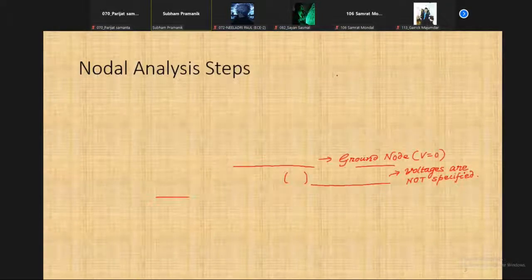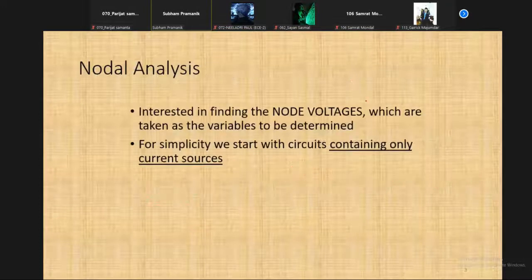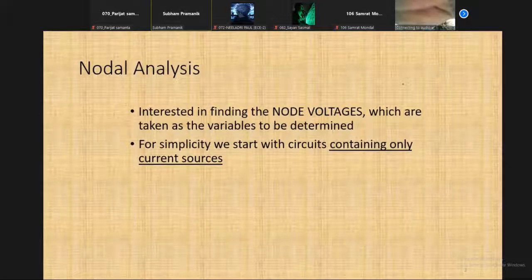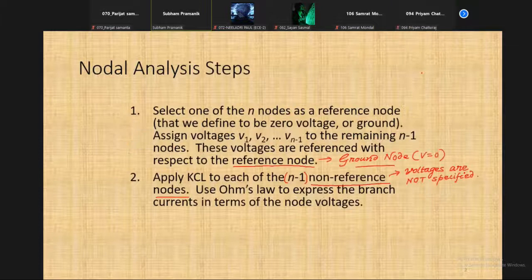So this is what I am saying, that if there are say n number of nodes, then there will be n number of voltages. But among all these nodes, there will be a certain node whose voltage is already known. That means the ground. The ground node is the one for which voltage is 0. So all other nodes whose voltages are yet to be calculated, they are called non-reference nodes.